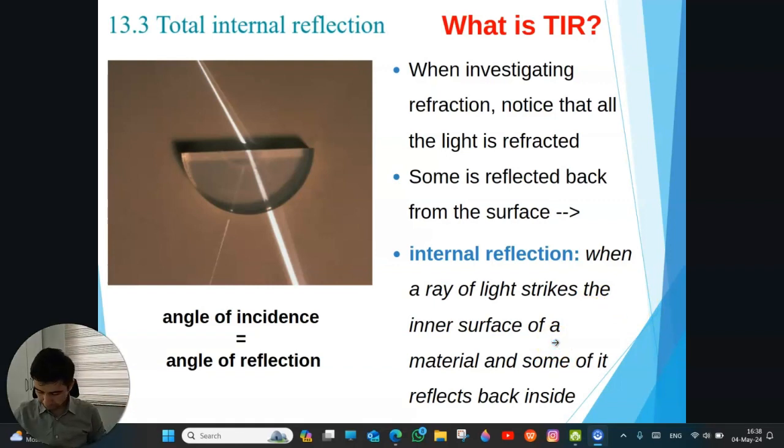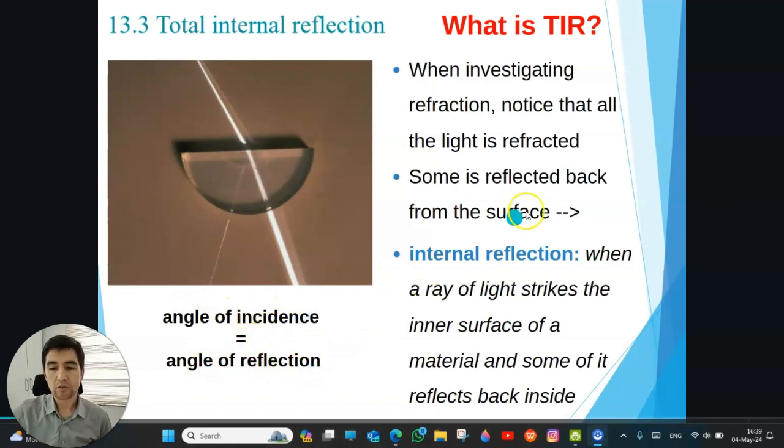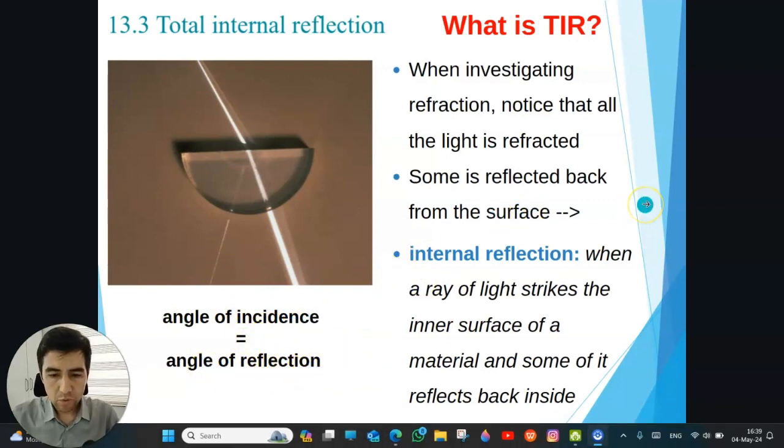Now the ray enters the curved part of the block without bending. Pay attention, because it is coming along the radius, it is coming along the normal line for this surface, all right? But on the straight part it will be refracted, but some part of it is reflected. Okay, this reflected part obeys the law of reflection, where the angle of incidence must be equal to the angle of reflection here.